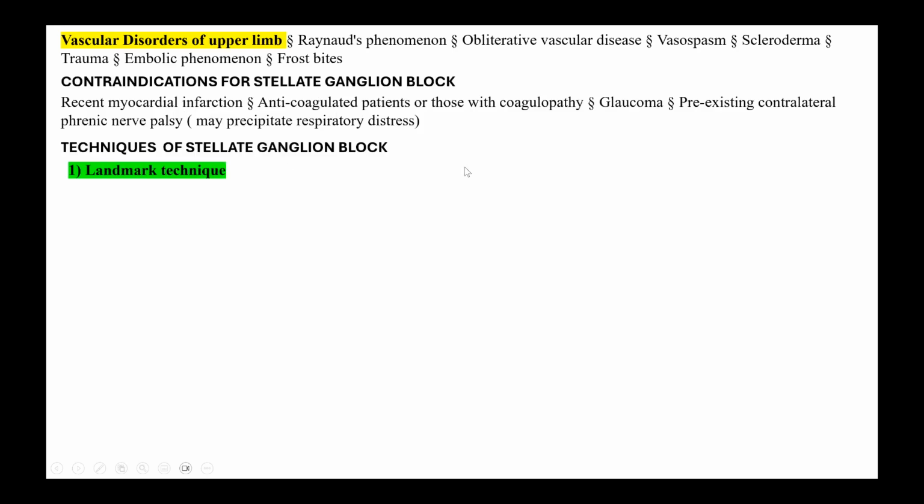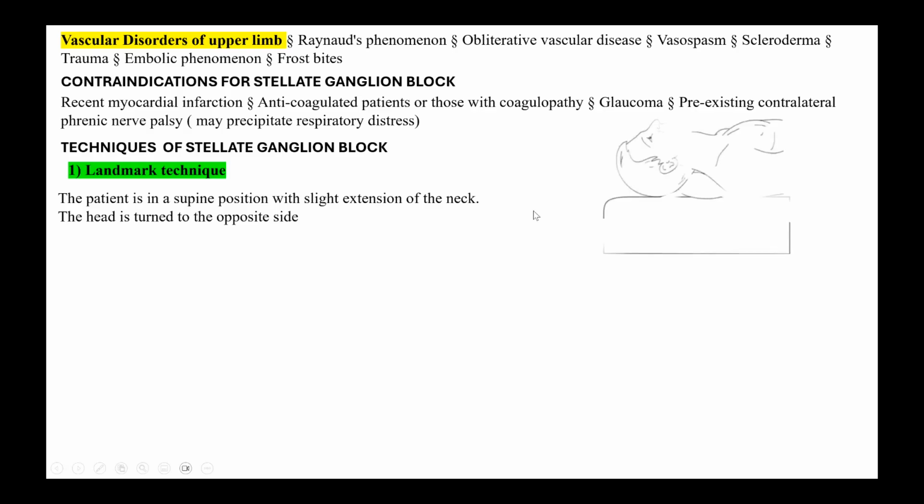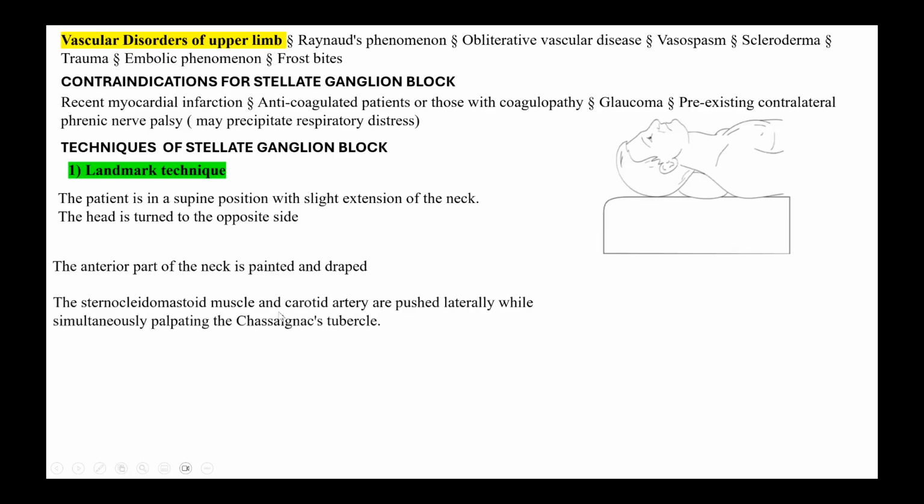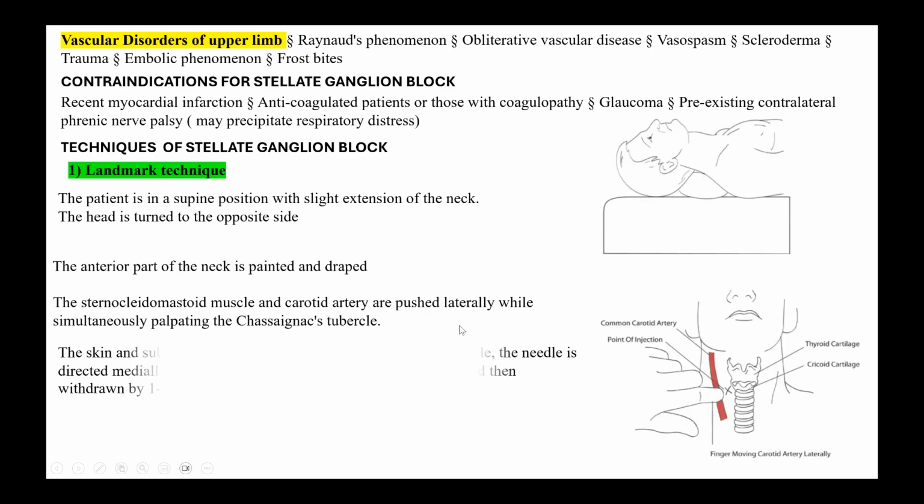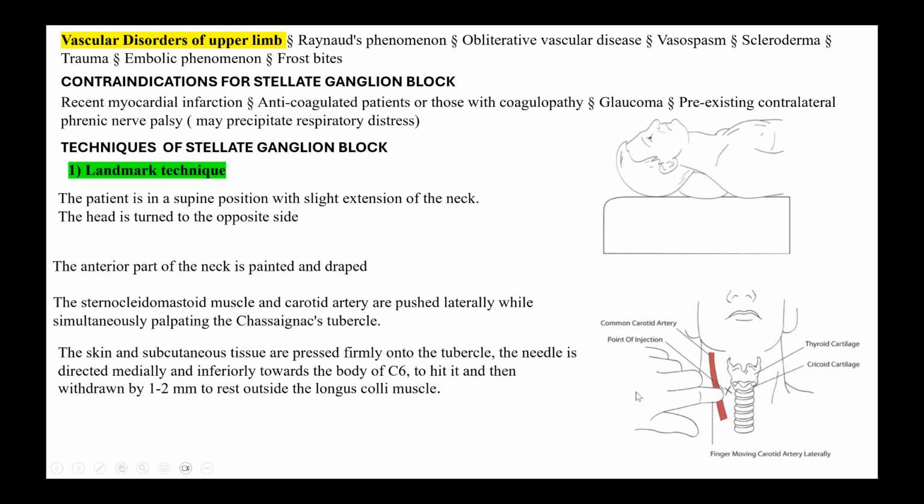The techniques of stellate ganglion block: there are 4 techniques. The first technique is the simple landmark technique, where you keep the patient in supine position with slight extension of the head and then turn it to the opposite side. This is how the extension is achieved, by giving a double roll under the neck, and then the anterior part of the neck is painted and draped. Muscle and artery are pushed laterally, and then palpate the shining tubercle in the transverse process of the 6th vertebra. And this is how you palpate that.